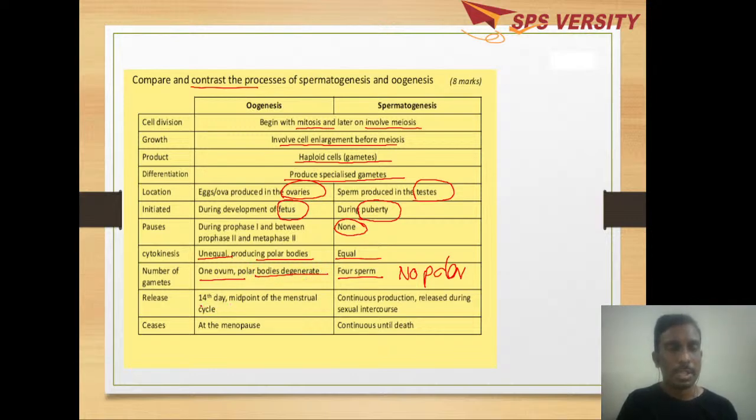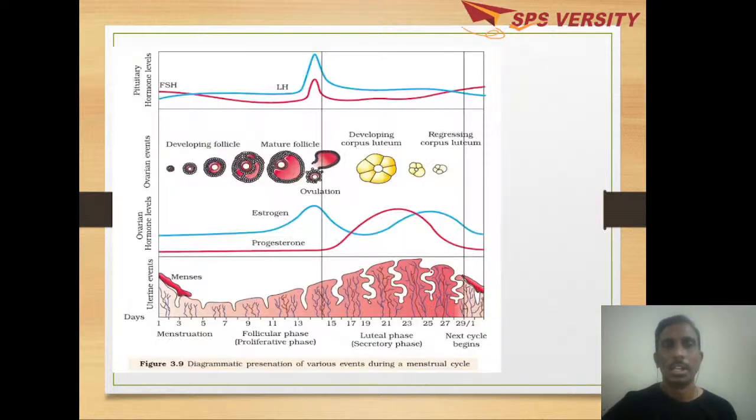The ovum is released on the 14th day of the menstrual cycle. But spermatogenesis is a continuous production. Oogenesis will stop by the end of menopause, whereas spermatogenesis will continue until death. So this is the comparative and contrasting study of oogenesis and spermatogenesis. By the end, we got the male and female gametes.